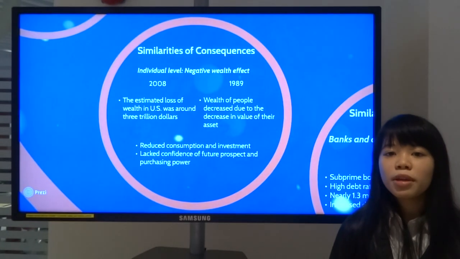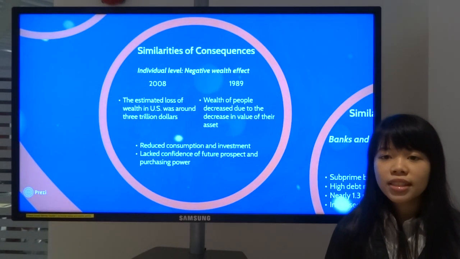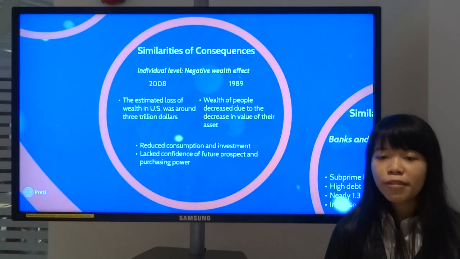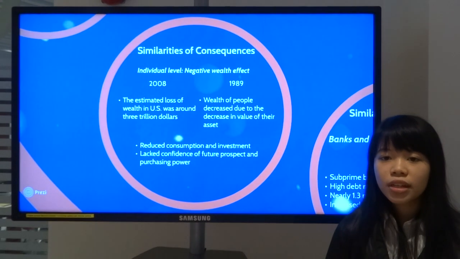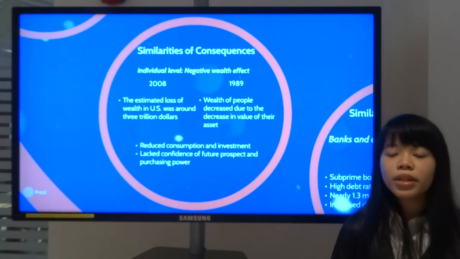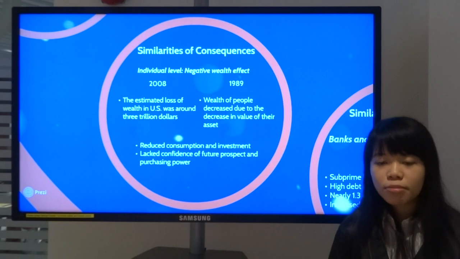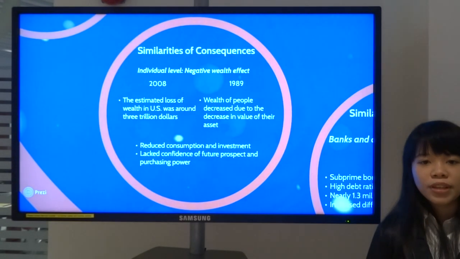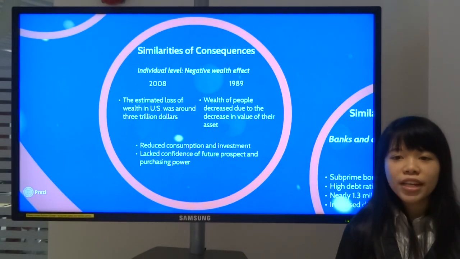As a result, people in these two crises reduced their consumption and investment because they lacked confidence in future prospects and purchasing power. This further worsened the economy of both affected countries. The similarity of the consequences is a decrease in consumption and investment due to the declining wealth of people. I will now hand over to Wayne to further elaborate.